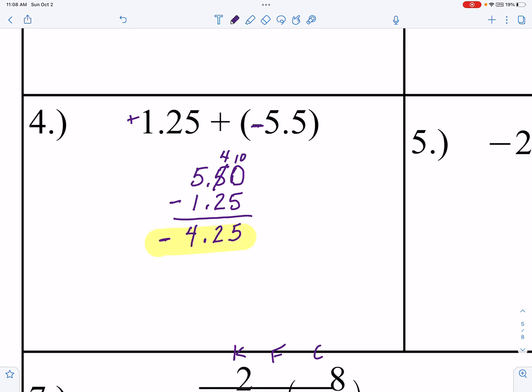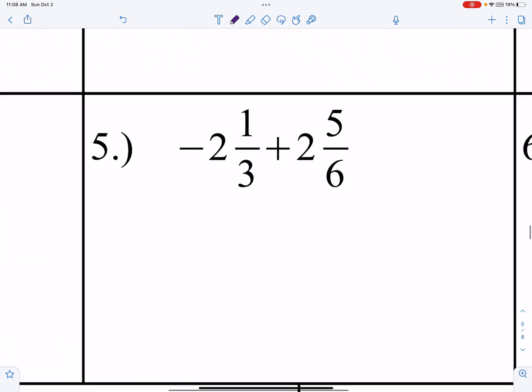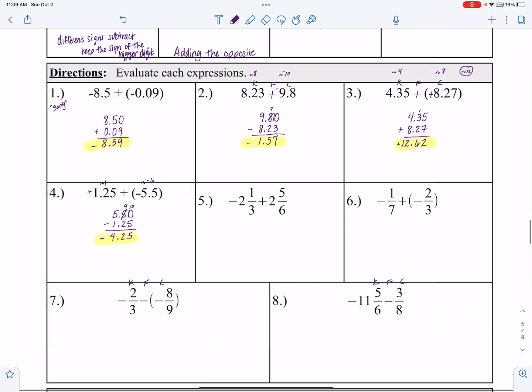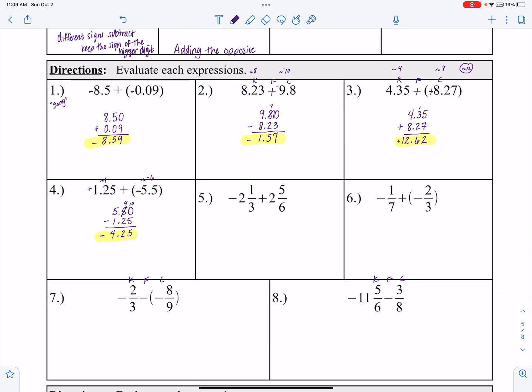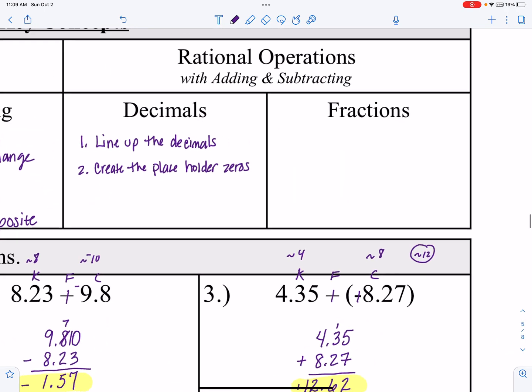Let's check for reasonableness real quick. I have approximately 1, approximately a negative 6, we'll call it. 6 minus 1 is 5, and it stays negative, so pretty close. Okay, all right. Now we're on to fractions, so we're going to have to pause what we're doing here and go back up to fractions.